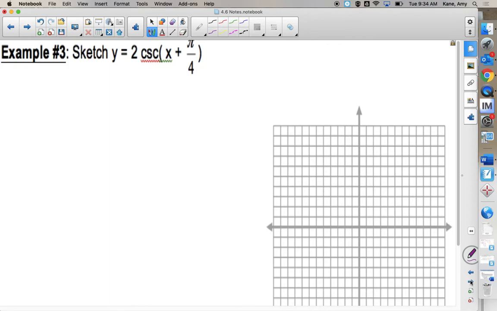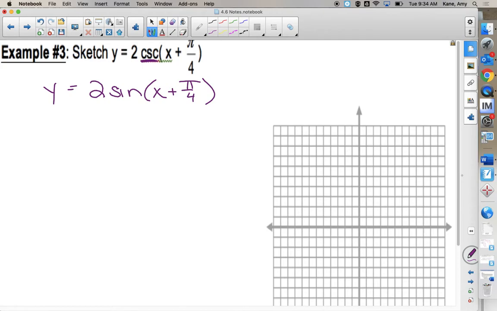So Nick, if you have cosecant, what's reciprocals with cosecant? What function goes with the cosecant? What's its partner? The sine. So if we have cosecant, we are really going to graph 2 sine x plus pi over 4. So cosecant and sine are reciprocals. The secant and the cosine are reciprocals. So we're actually going to graph sine. We're not going to graph cosecant.